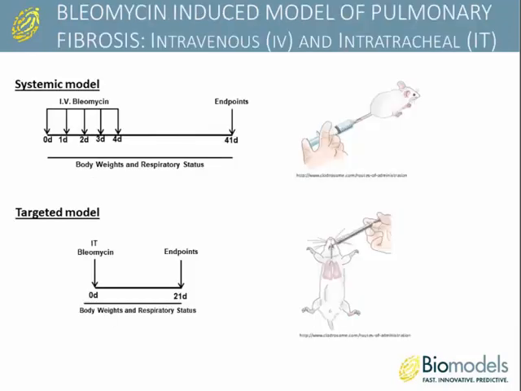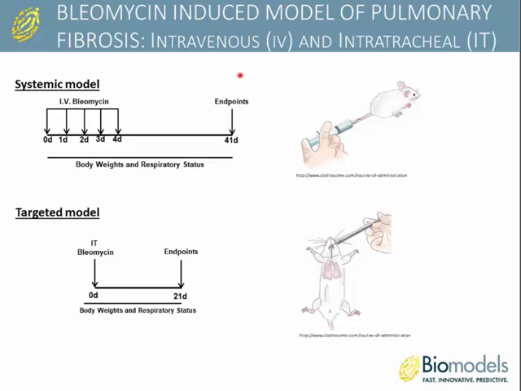So I'm next going to go on to explain some of the models and show some of the data associated with these models. We offer 2 versions of the bleomycin-induced model of pulmonary fibrosis. One is an intravenous, or systemic, model, and the other is an intratracheal, or targeted, model. In the systemic model, bleomycin is administered once per day for the first 5 days of the study, and lungs and other endpoints are collected about 6 weeks later.